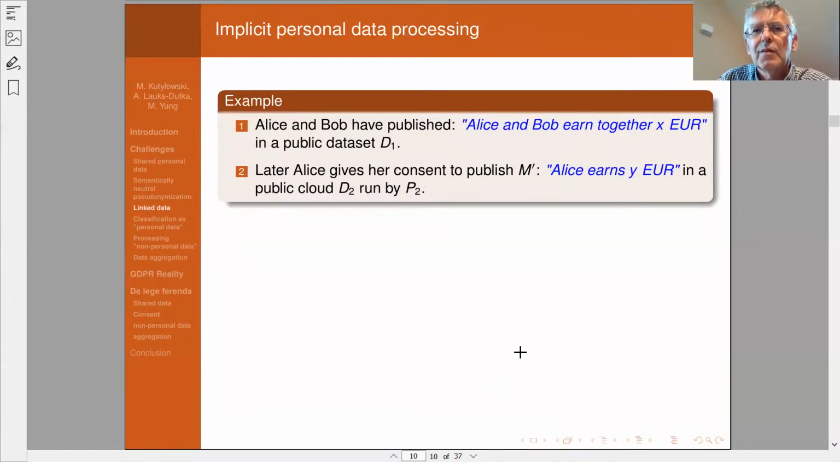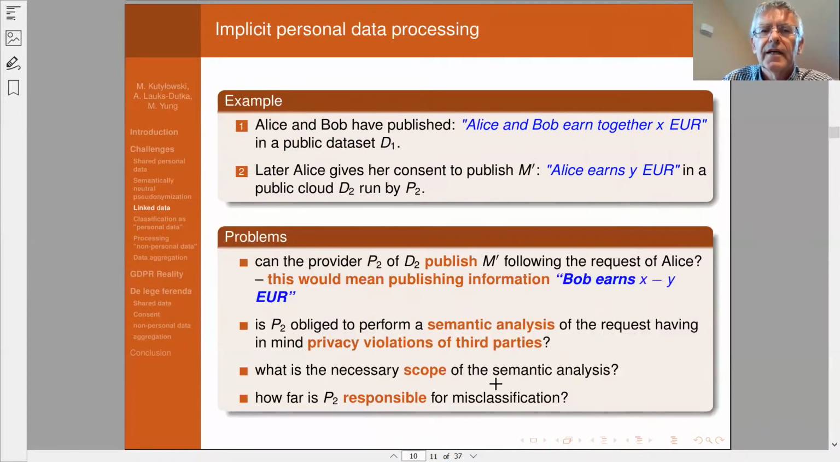The second example is implicit personal data processing. So assume that Alice and Bob publish some sentence that they earn together X euro. And then Alice is free to publish something different, namely that she earns Y euro in some cloud storage run by P2. So what to do then? P2 has to make a decision whether to allow publishing this record or not.